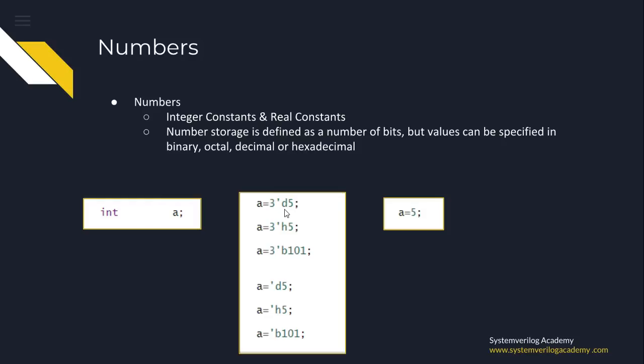The second line implies a 3-bit hexadecimal 5, and the third line a 3-bit binary 101. You can skip specifying how many bits are used to represent the number, as shown in the next 3 lines. In this case, the compiler takes care of the number of bits, limited to the size of the variable. You may also specify the numbers directly without any of the above attributes, as shown here. In this case, the number will be treated as a decimal number.